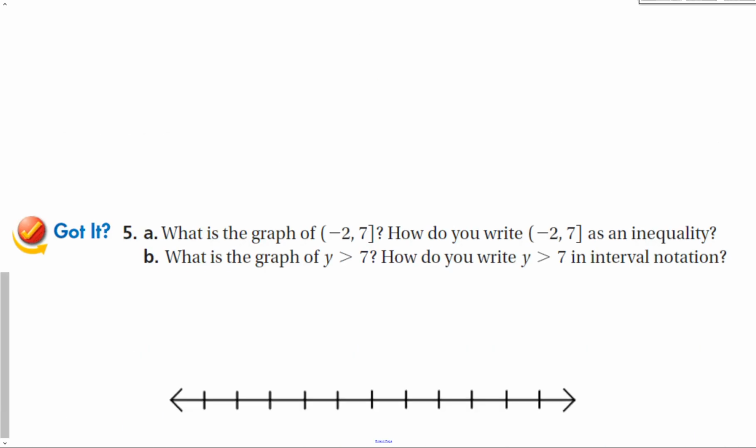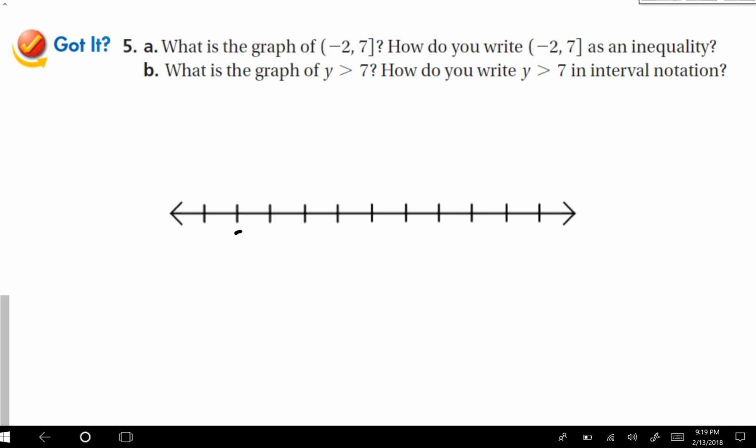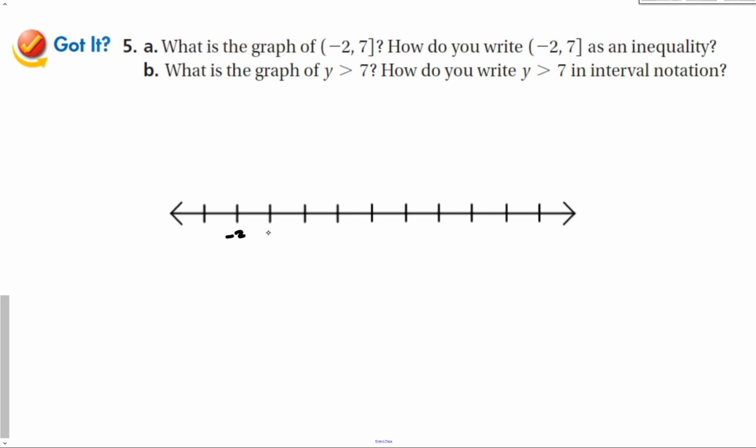Let's try a guided problem. What is the graph of (-2, 7], and how do you write it as an inequality? I don't have enough room here, so we'll start at -2 and go 0, 2, 4, 6, 7. We're going to have an open circle at -2, and a solid dot at 7. My answer is going to be in between them. The inequality for that would be -2 is less than x is less than or equal to 7.